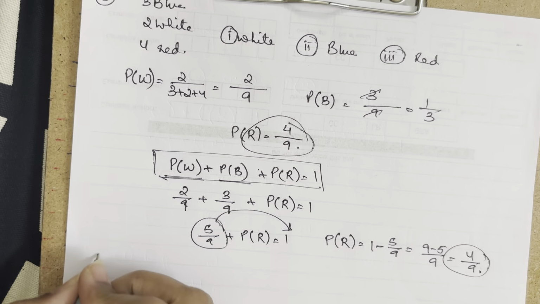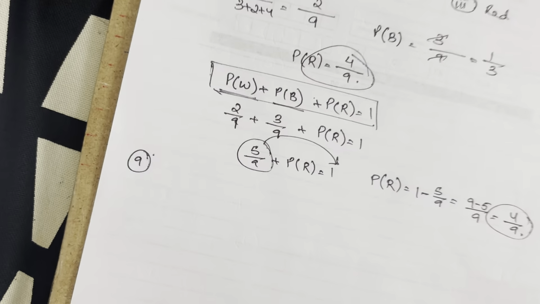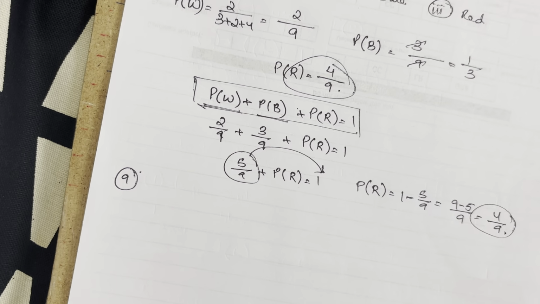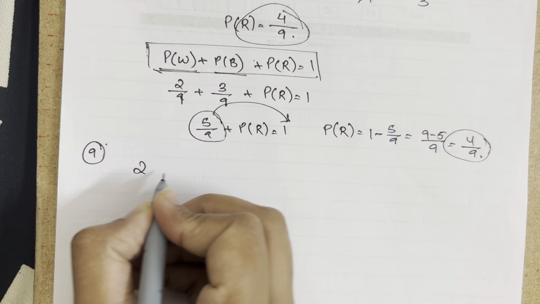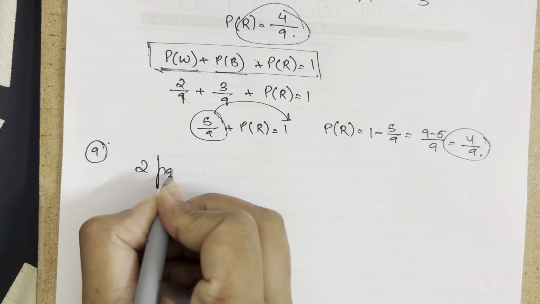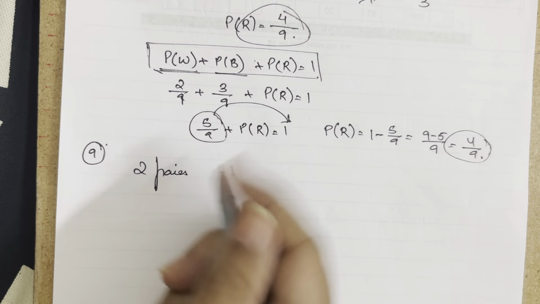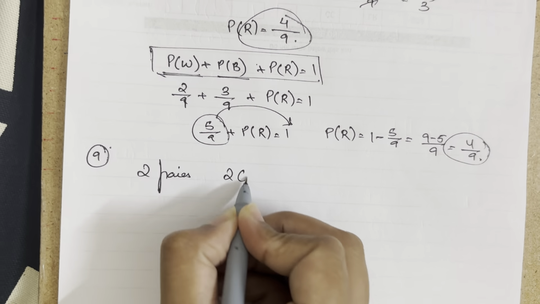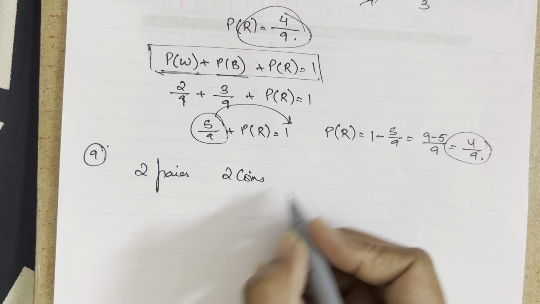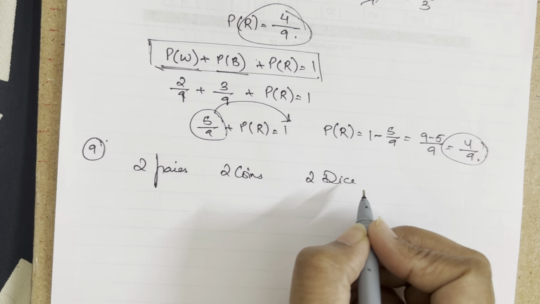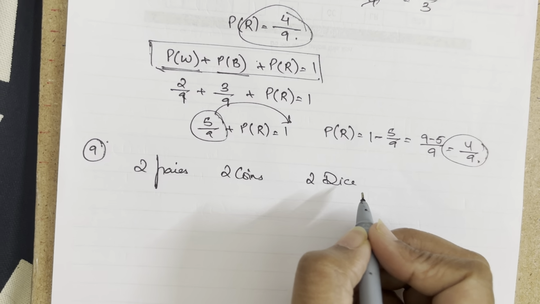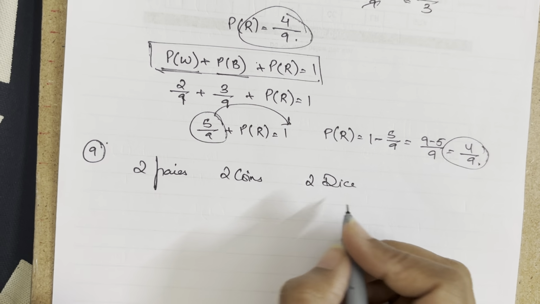Okay, moving ahead with the 9th question, it says that Harpreet tosses 2 different coins simultaneously. From here on, we are going to talk about 2 coins being tossed, or 2 dice being rolled. So when we talk about 2 dice being rolled, or 2 coins being tossed, first of all.